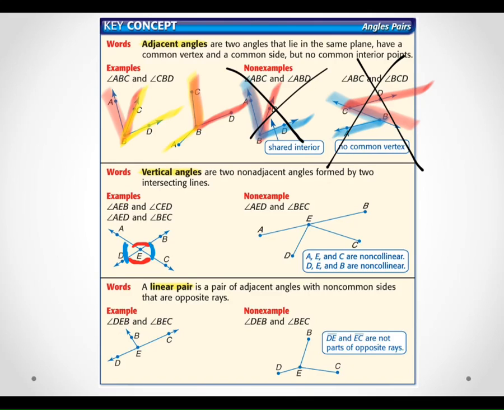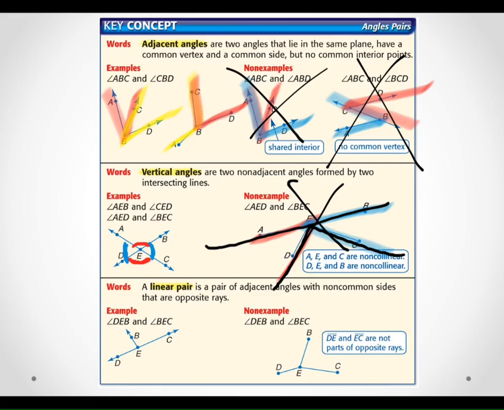The non-example here, AED, this angle is not vertical with BEC. Anybody tell me why that is? Yeah, they're not formed by two intersecting lines, right? I have one line here, and then this one, okay? I have two line segments this way, or two line segments, okay? They have to be two intersecting lines that cross each other, okay? So in this case, these points are not collinear, so these are not vertical. Vertical, just think of an X, two intersecting lines, opposite angles that they make there are vertical.